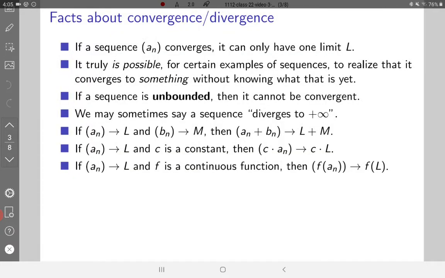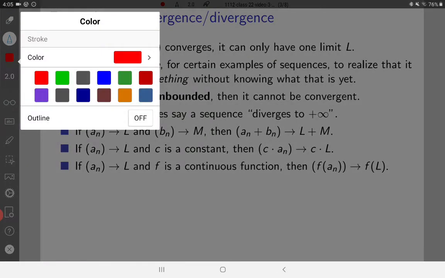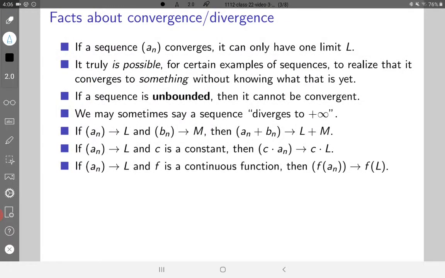Here's some facts about convergence and divergence. If you read about this in a calculus textbook, you'll see a theorem about limit laws and all that. But here are just some intuitive ideas you can keep in mind. If a sequence converges to some limit, it's a specific number. It can't converge to two different things. It can only have one limiting value, L.